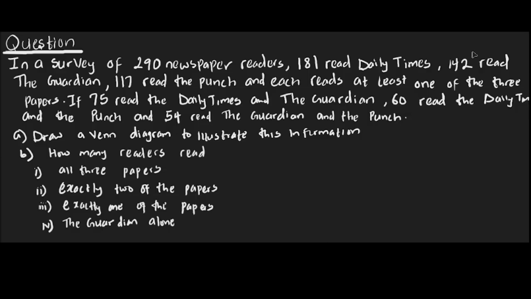In a survey of 290 newspaper readers, 181 read Daily Times, 142 read The Guardian, 117 read The Punch, and each read at least one of the three papers. If 75 read the Daily Times and The Guardian, 60 read the Daily Times and The Punch, and 54 read The Guardian and The Punch. A. Draw a Venn diagram to illustrate this information. B. How many readers read all the three papers?